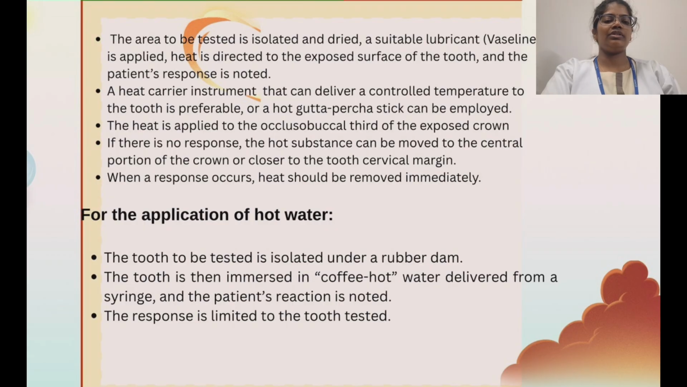If there is no response, the hot substance can be moved to the central portion of the crown or closer to the tooth cervical margin. When a response occurs, heat should be removed immediately. For the application of hot water, the tooth to be tested is isolated under a rubber dam. The tooth is then immersed in hot water delivered from a syringe and the patient's reaction is noted. The response is limited to the tooth tested.